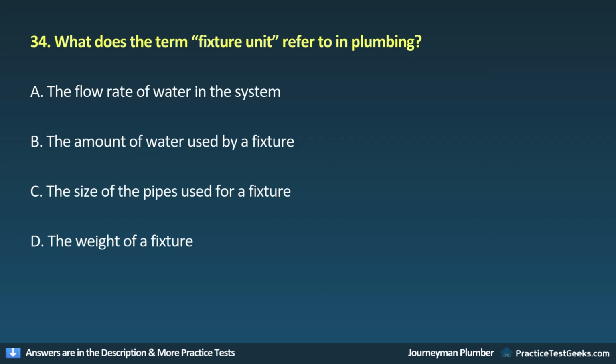34. What does the term fixture unit refer to in plumbing? A. The flow rate of water in the system. B. The amount of water used by a fixture. C. The size of the pipes used for a fixture. D. The weight of a fixture.